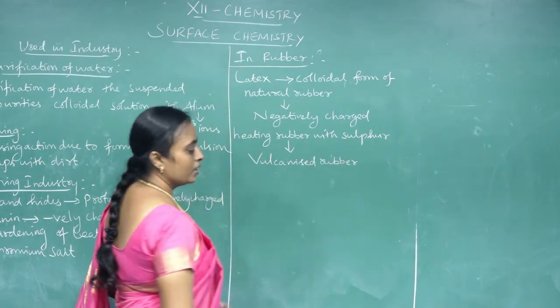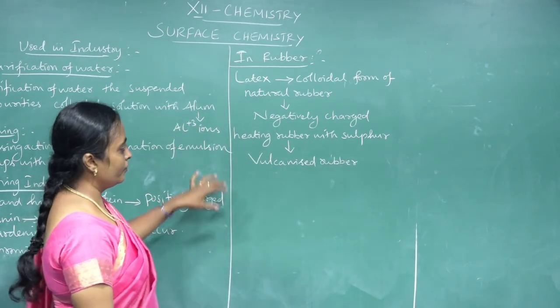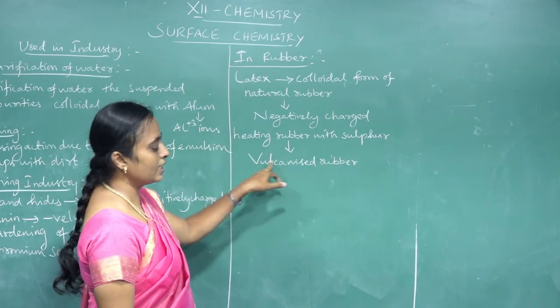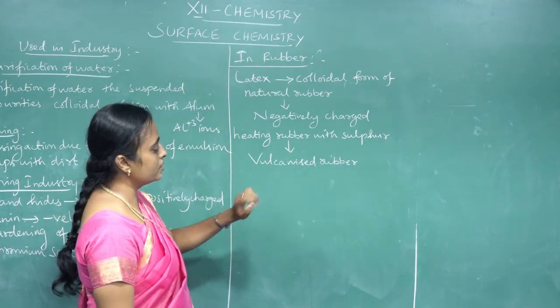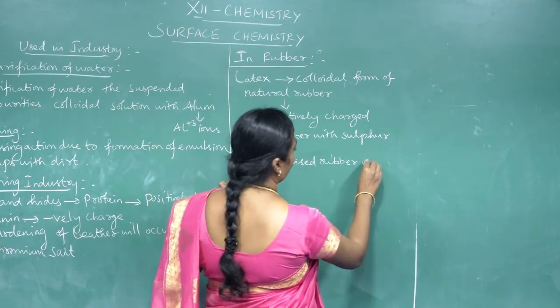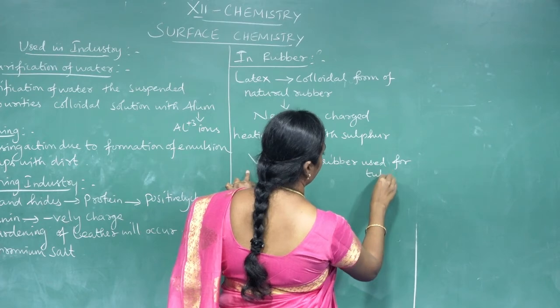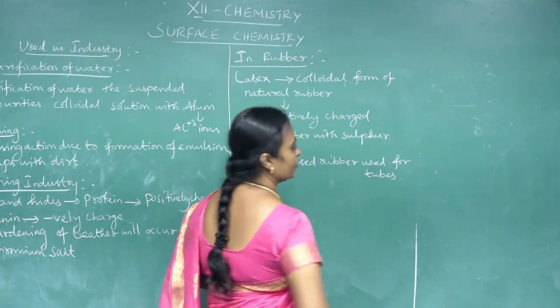Okay, what can we get? Vulcanized rubber. If you take natural rubber and heat it with sulfur, we get vulcanized rubber. That is used for tubes.